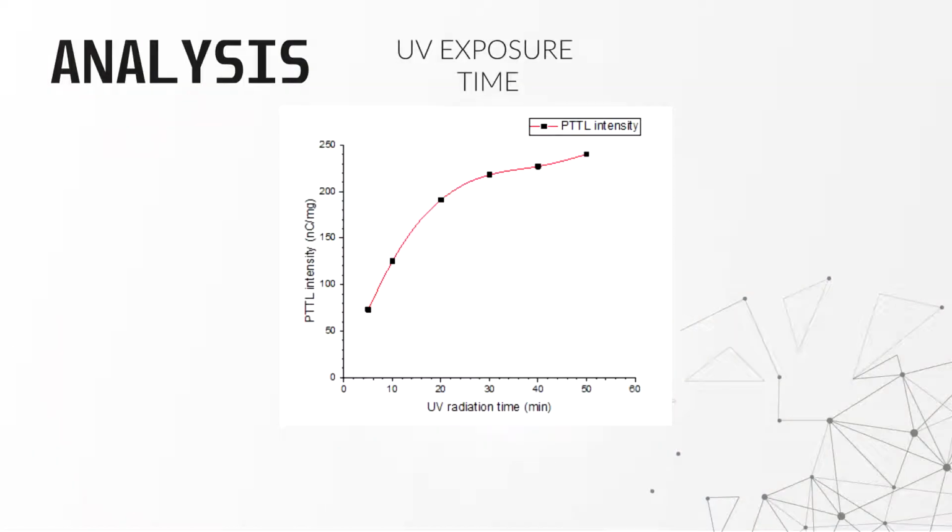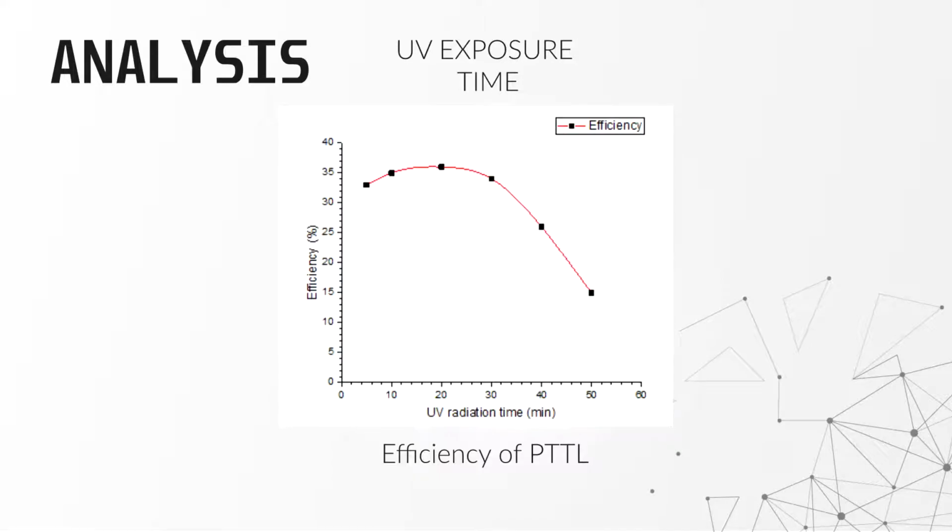It is to be expected that the longer exposure to UV radiation can remove more electrons in the deeper traps, and the PTTL efficiency seems to decrease as the UV irradiation time increases. This may be due to optical bleaching or fading of the trapped electrons.